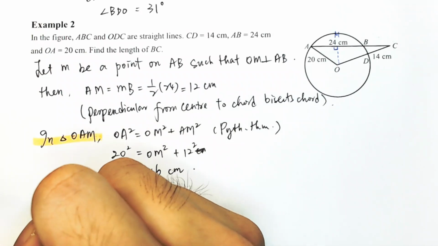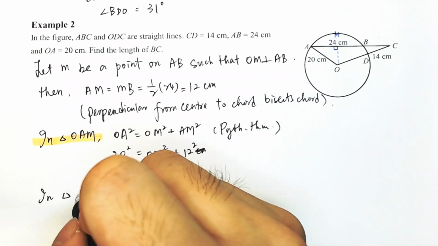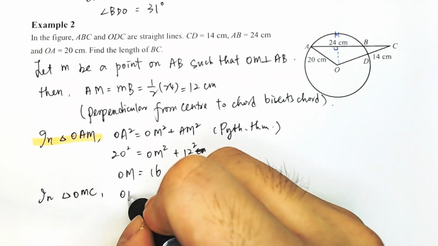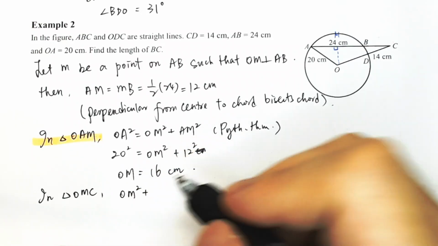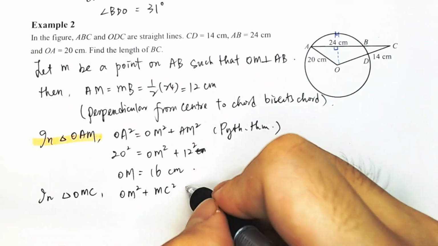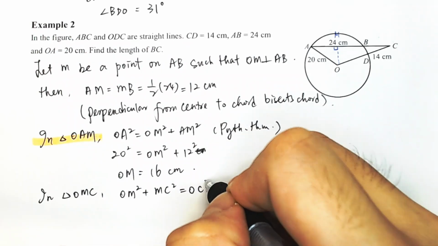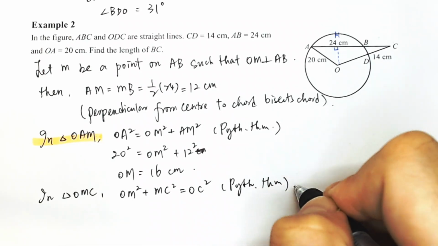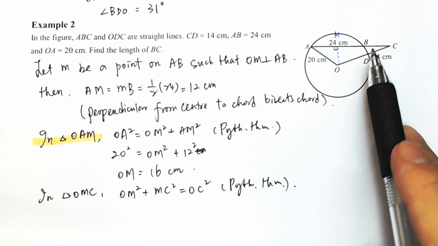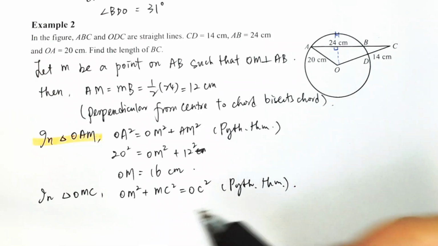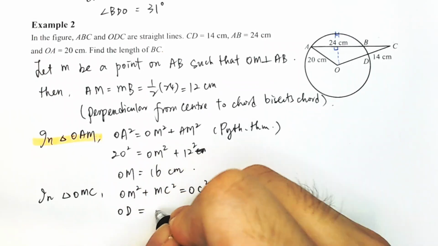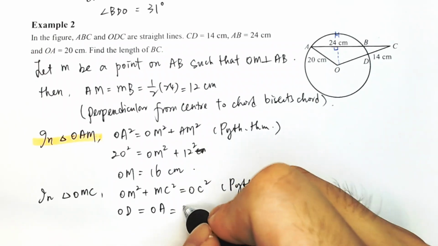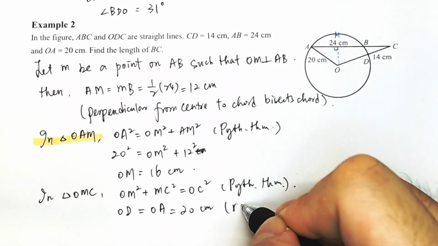Now in triangle OMC, I have OM square plus MC square equals OC square, by the Pythagoras theorem. And since OD is not yet mentioned, I will have OD equals OA equals 20 cm. That is the radii.